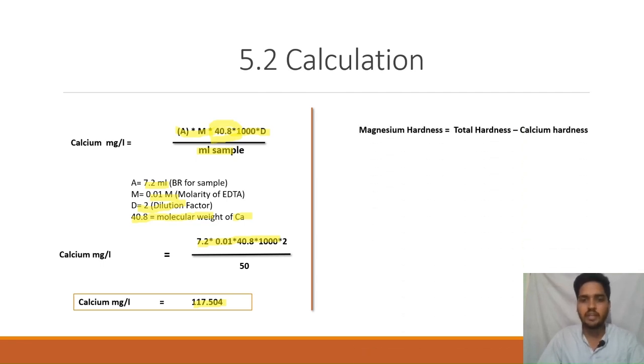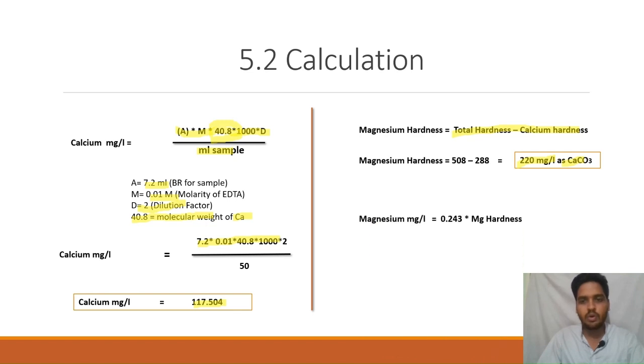For magnesium hardness, if we do total hardness minus calcium hardness, then we can get the magnesium hardness, which is 220 milligram per liter as CaCO3. To convert to the magnesium content, we have to multiply the magnesium hardness with 0.243. The answer will be 53.46, which is the pure magnesium in milligram per liter present in the water sample.